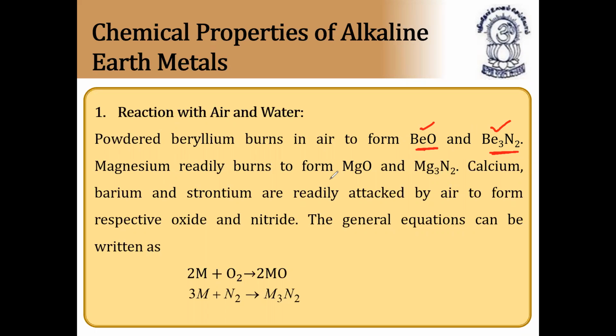Magnesium readily burns to form magnesium oxide and magnesium nitride. So except beryllium and magnesium, all others will combine with only oxygen. Calcium, barium, and strontium are readily attacked by air to form the respective oxide and nitride. The general equations may be written as follows: all the alkaline earth metals readily combine with air, that is oxygen and nitrogen, to form the respective oxides and nitrides. This is called metal oxide and this is called metal nitride.